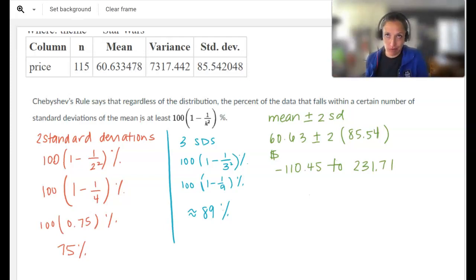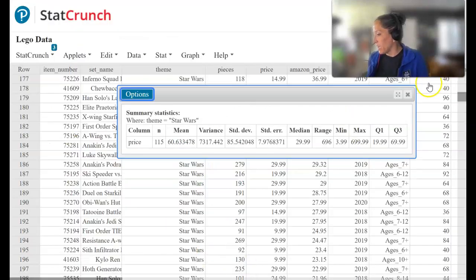$0, because really there's no such thing as a negative $100 Lego set. They're not paying me to take Legos, to $231. So let's go ahead and check that out. Let's see if we get at least 75%. So let me bring back our Lego data so we can check it out.